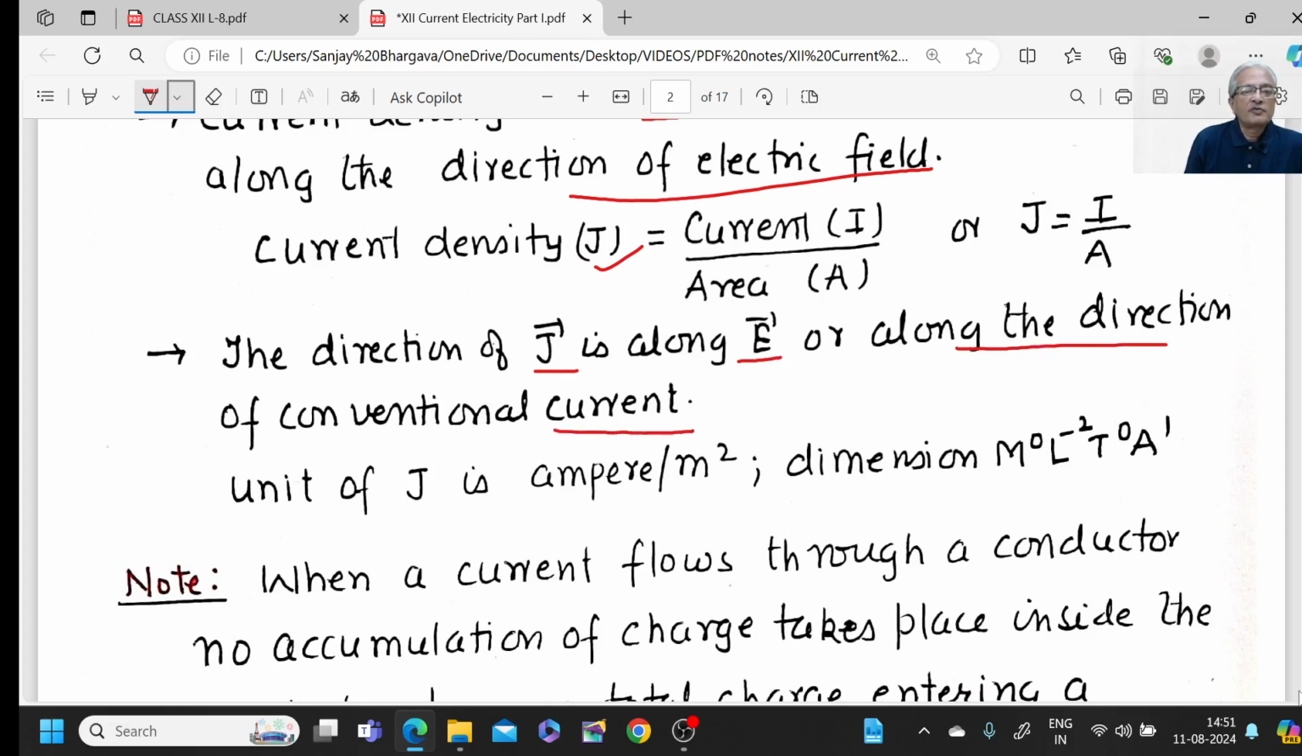What can be the unit of current density? It is ampere per meter square. And how do we write the dimensions? M to the power 0, L to the power minus 2, T to the power 0, ampere to the power 1.